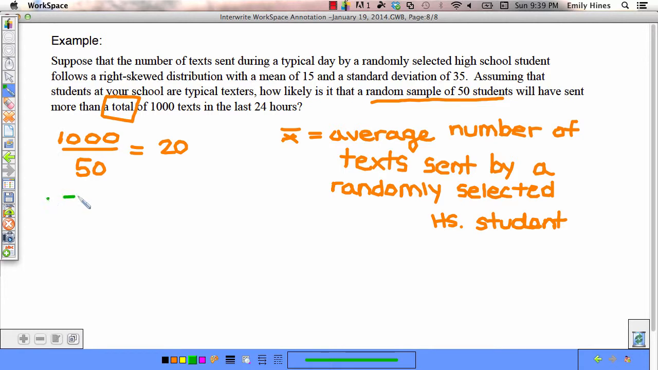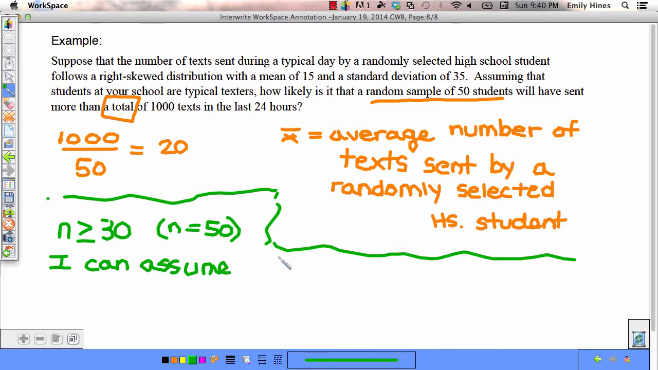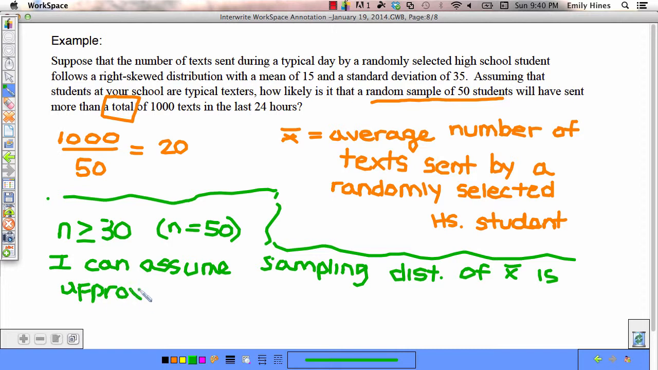So I'm dealing with the sampling distribution. And in order to deal with it in a normal way, which is the way I really want to deal with it, I need to look at the sample size. Because my sample size, n, is greater than or equal to 30, which it is because n is equal to 50, I can assume the sampling distribution of X bar is approximately normal.